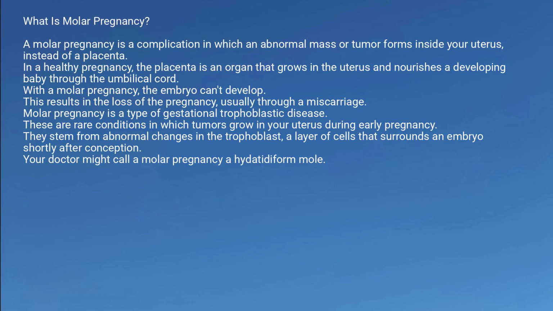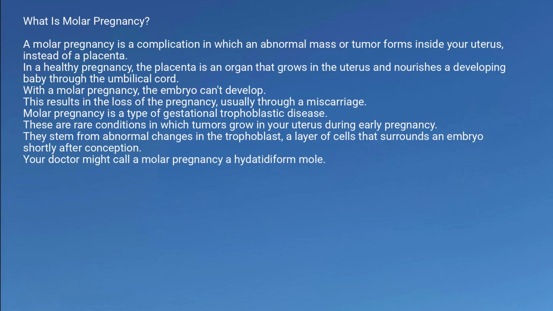What is molar pregnancy? A molar pregnancy is a complication in which an abnormal mass or tumor forms inside your uterus, instead of a placenta. In a healthy pregnancy, the placenta is an organ that grows in the uterus and nourishes a developing baby through the umbilical cord. With a molar pregnancy, the embryo can't develop.